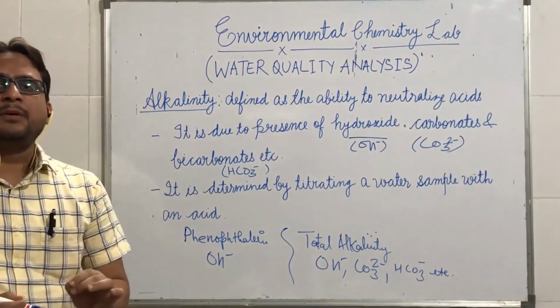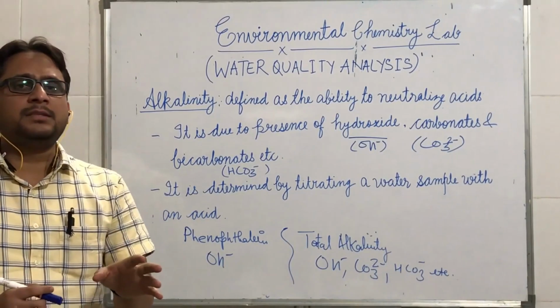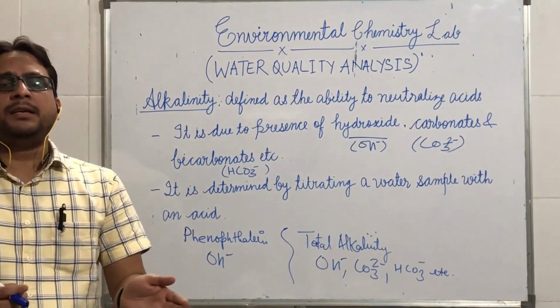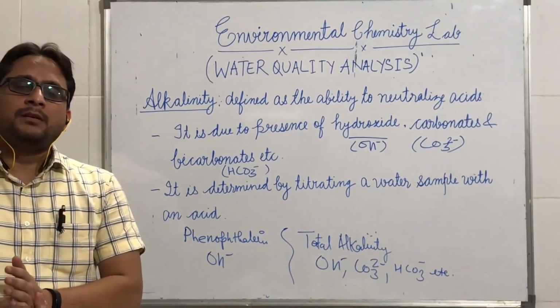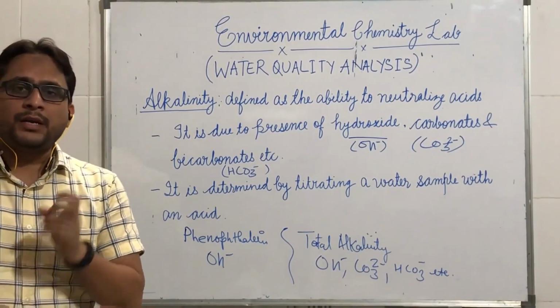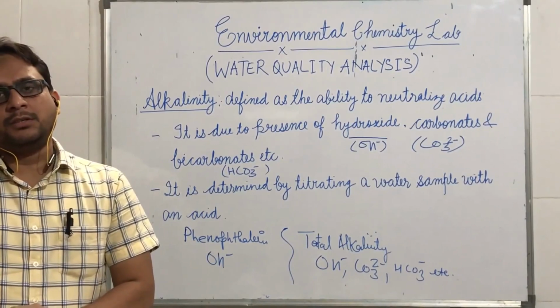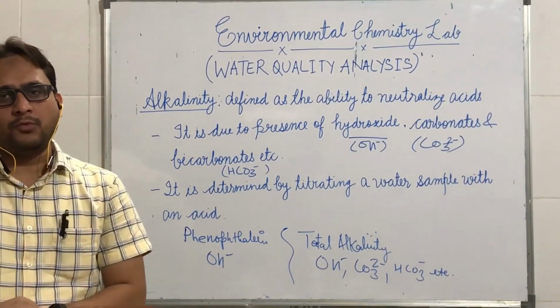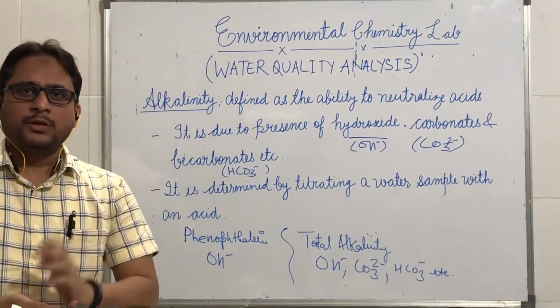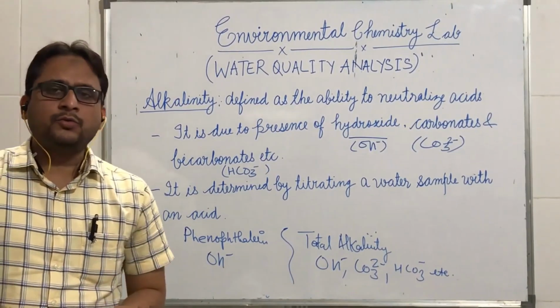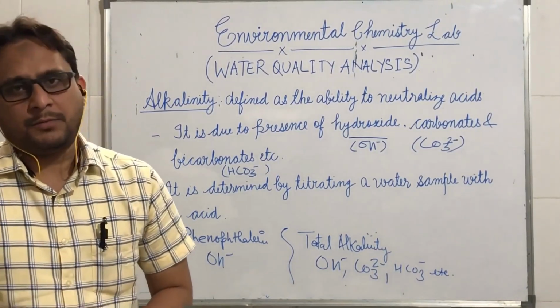For every sample, we take 3 readings for phenolphthalein alkalinity and 3 readings for methyl orange, and then we take the nearest 2 readings and average them. Then that value is used in the formula. Clear? I hope you got the point, and then I will show you how we can do the experiment.